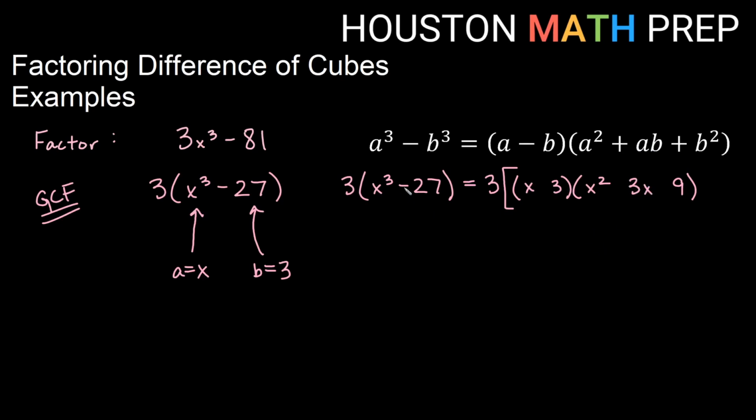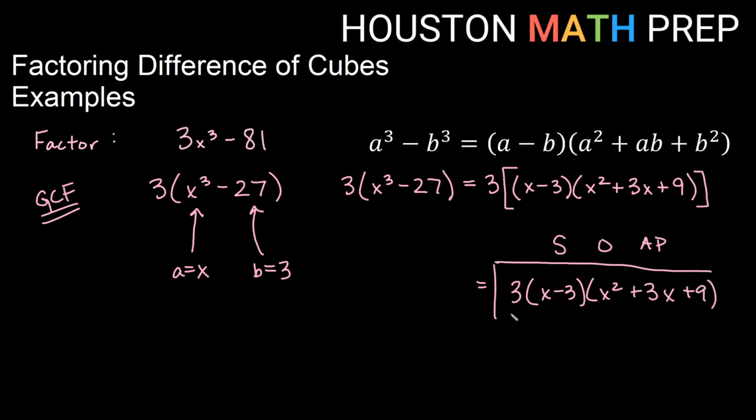Applying SOAP, if we start with minus, then same will be minus, opposite will be plus, always plus, of course, in the back. Okay, and we have those two factors, and then we also have our 3 out front. We can write it without the brackets if we prefer. We can say 3 times x minus 3 times x squared plus 3x plus 9. And that is our fully factored version of this last problem.